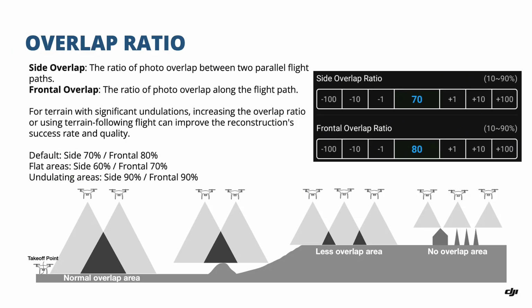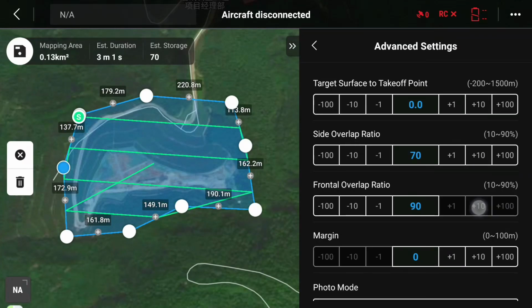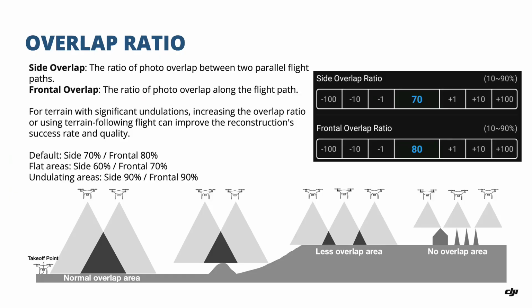Overlap ratio is crucial for the success of the reconstruction. The side overlap ratio is parallel to the flight path, and the frontal overlap ratio is along the path. The default 90 and 80% can be used for most environments, even with terrain that has slight undulations. This means you can set it at 60 or 70% for a flat area to improve the efficiency. For the undulating area, you need to raise the number to ensure the success rate.